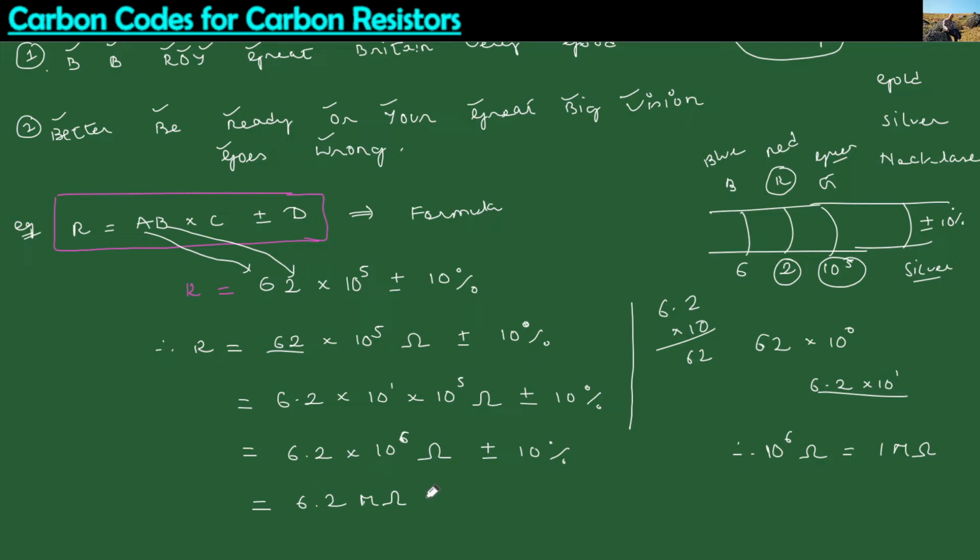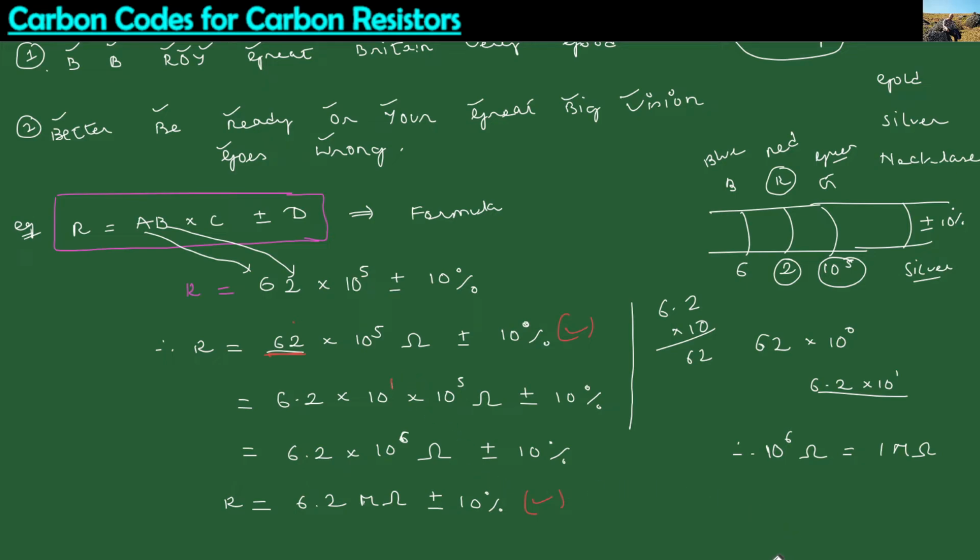6.2 mega ohms plus minus 10%. In your examination, if you write your answer till this stage, it is also correct. But you need to know some of the crucial steps for conversion, from this value of 62 to 6.2 times 10 to the power 1.